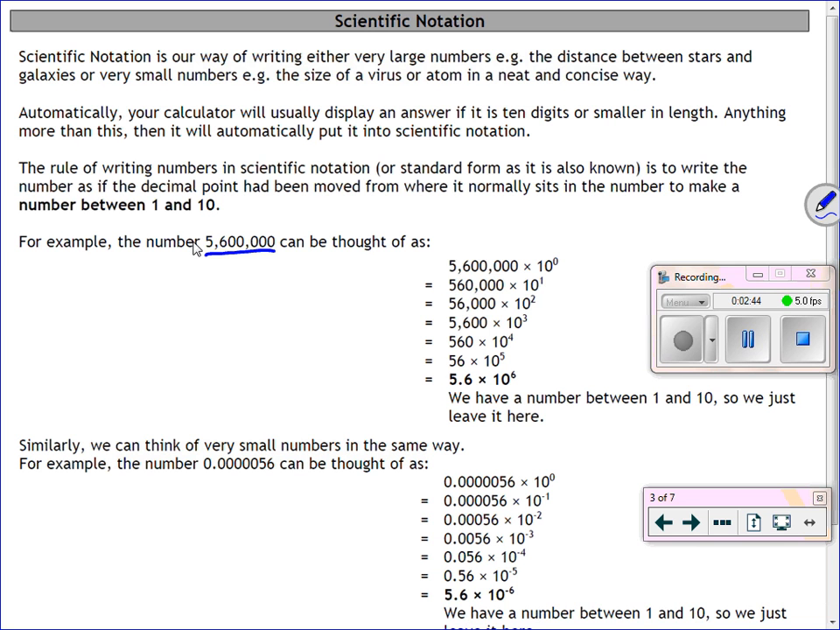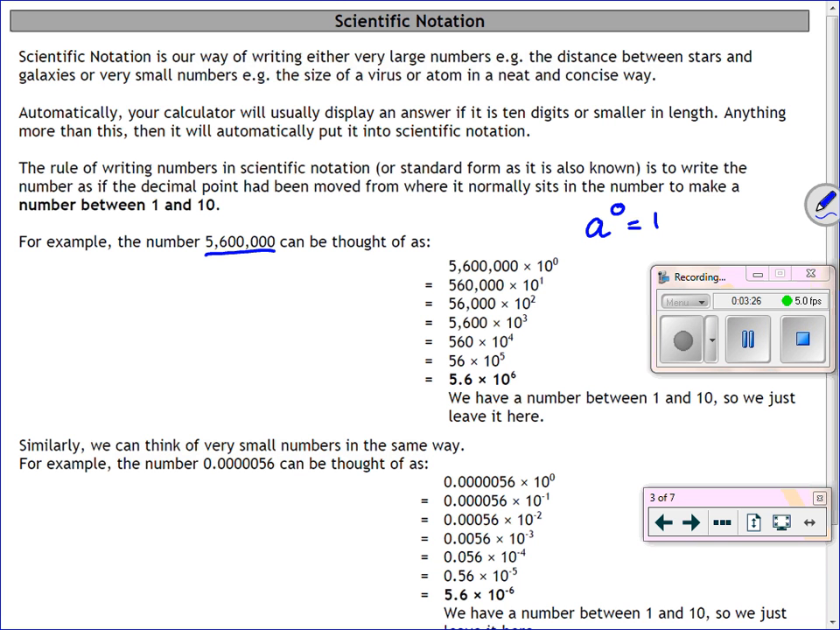I'm going to give you a bit of a longer explanation of how we get the scientific notation number. First of all, we can think of 5,600,000 as being multiplied by 10 to the power of 0. Hopefully you will remember from our work on indices, there's a special law of indices that says that anything to the power of 0 always gives you 1. So here we have 5,600,000 multiplied by 10 to the power of 0, which is the same as multiplying by 1, and it stays the same.